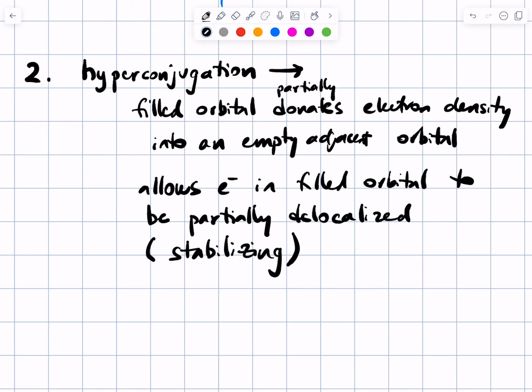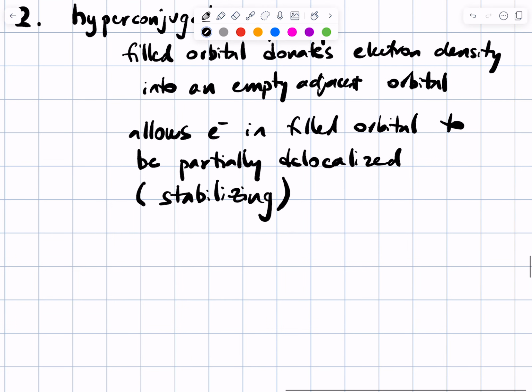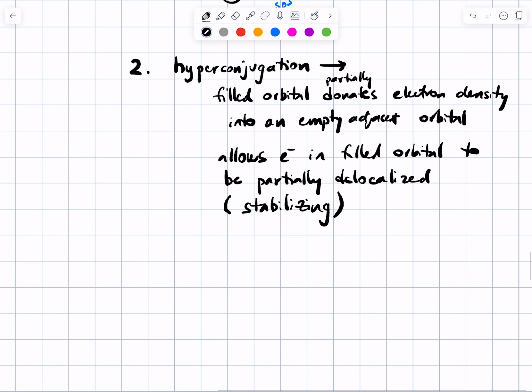Okay, yeah? You said it goes into an antibonding orbital. Wouldn't that cause instability? Right, so I'll show you an example of this, but that is why the question is, wouldn't donating electron density completely to an antibonding orbital break a bond? Yes, that's why I said partially. It's not fully sharing the electrons, it's somewhat partially sharing electrons with it.